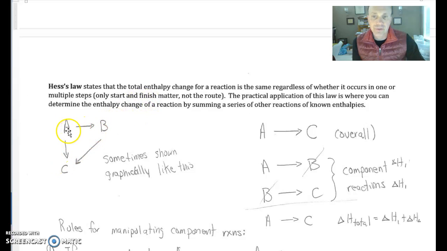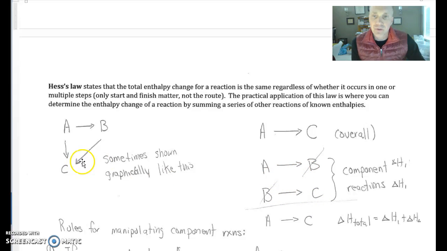The only thing that matters is the total enthalpy of the final state and the total enthalpy of the starting state. And essentially what this is going to let you do is figure out enthalpies of reactions that we can't measure directly by summing up some component reactions.